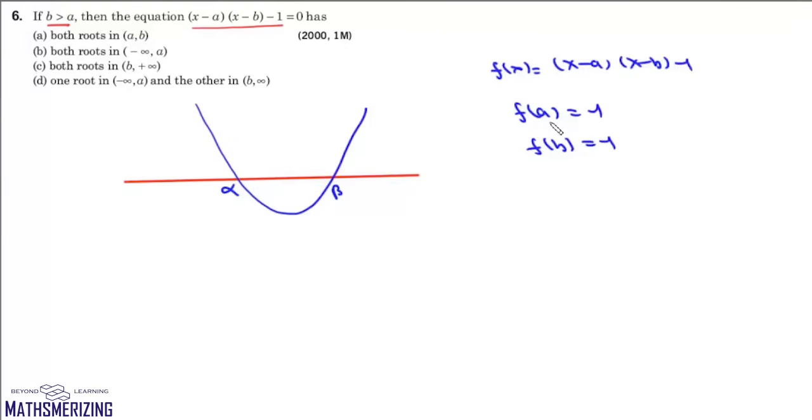Now since both at a and b, this function takes a negative value, that means this point a must lie here, and b should lie here. That means this alpha should be less than a, and beta should be greater than b. So the answer should be one root in minus infinity to a and the other in b to infinity, and that's your option D.